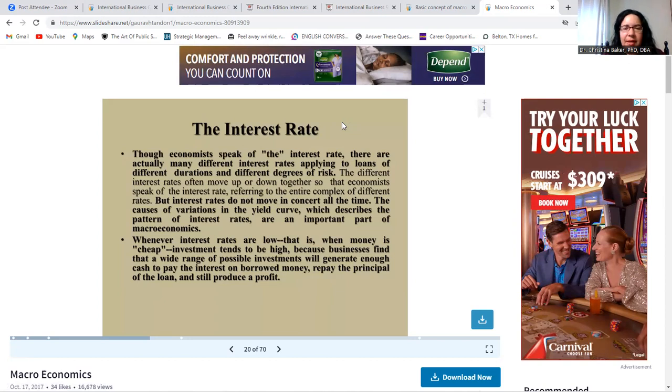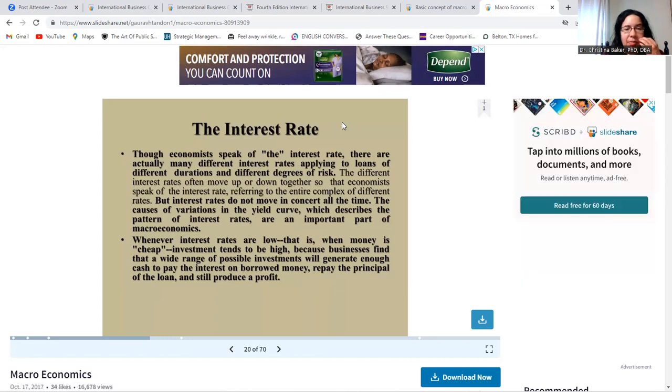investment tends to be high because businesses find that a wide range of investments is possible. These investments will generate enough cash to pay the interest on the borrowed money, repay the principal of the loan, and still produce a profit.